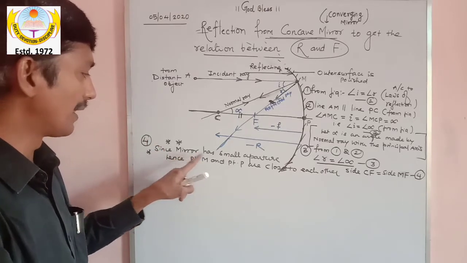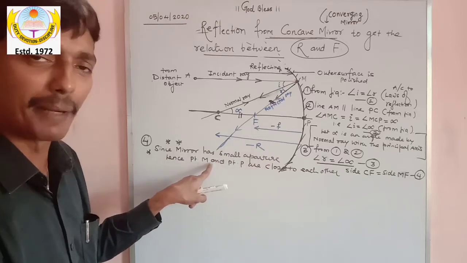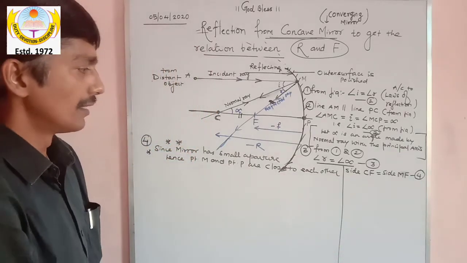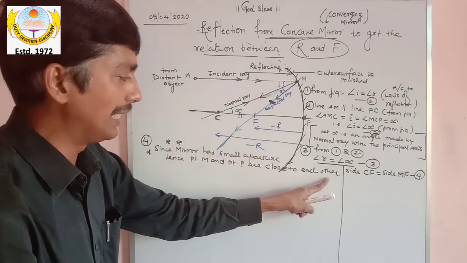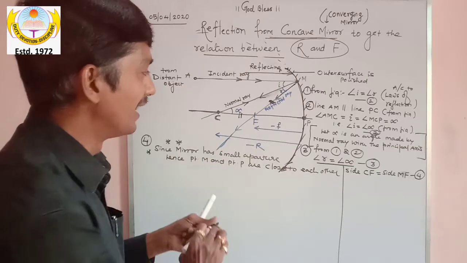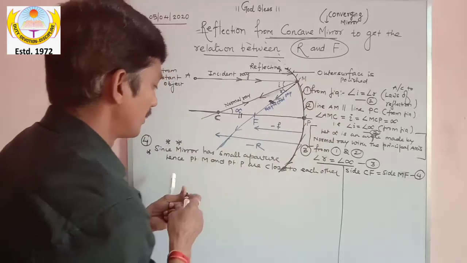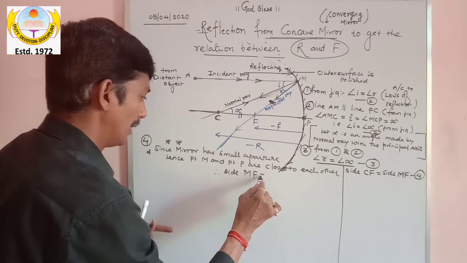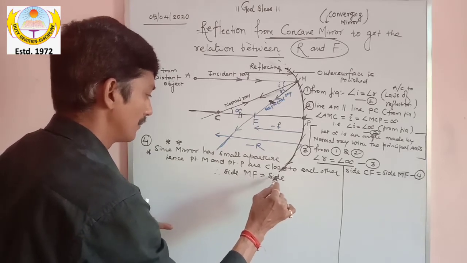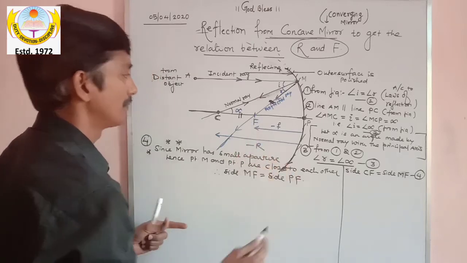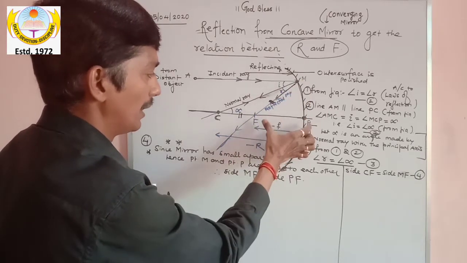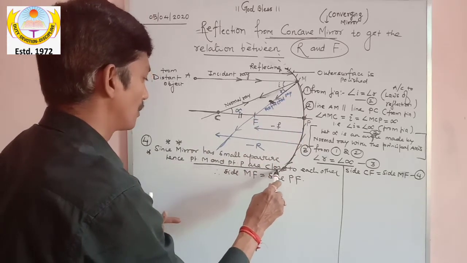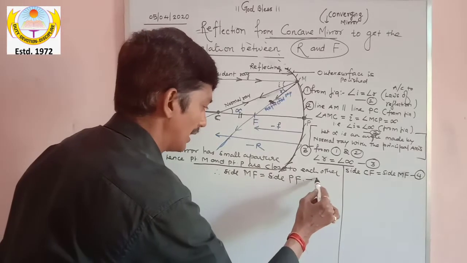So here, since mirror has a small aperture, hence point M and point P are very close to each other. What will happen to this? If they are very close to each other, then what will happen, my dear? I said M and P are very close, so therefore side MF will be equal to side PF. जो MF था, that will be equal to PF because M and P are very close. And this is my equation number 5.